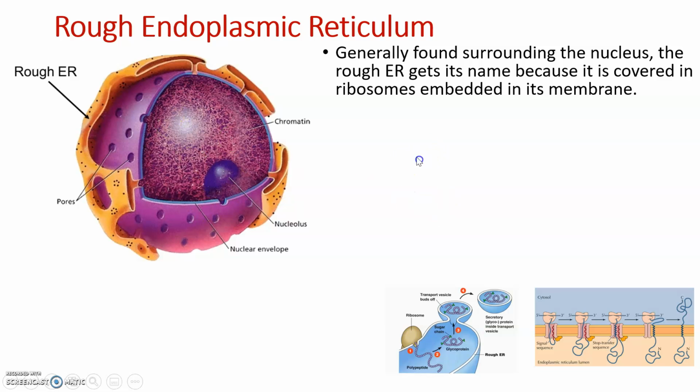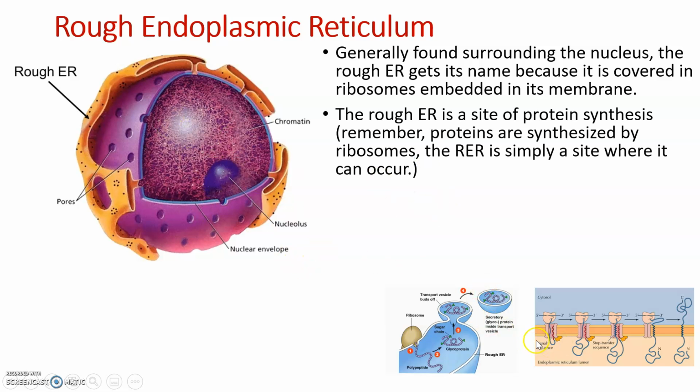And it's called rough because it has ribosomes embedded into it. So if you've ever felt Braille, if you've ever run your finger across a page with Braille, those little dots, that's very similar to what the rough ER would feel like if you could run your finger across it.